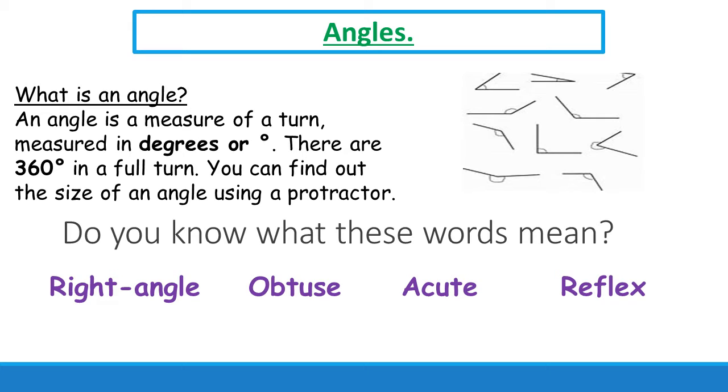Angles have special names depending on their size. Do you know what these words mean? Right angle, obtuse, acute, and reflex. Do you know how many degrees are in a right angle, an obtuse angle, an acute angle, and a reflex angle?